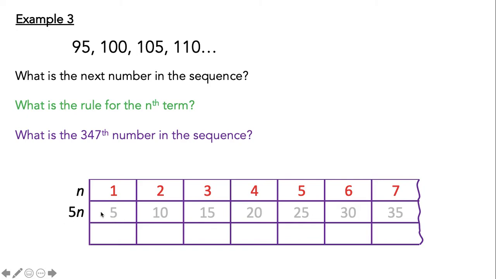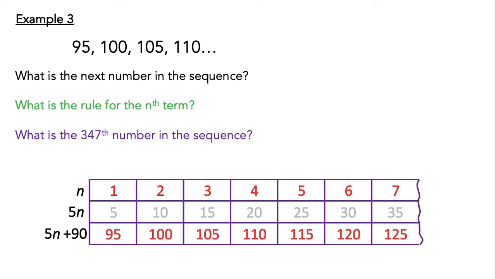So we need to add something to all of these to get 95, 100, 105, and so on. So if we add 90, then we get the right numbers. So the rule is 5n plus 90. So to answer the question, 115 is the next number. The rule for the nth term is 5n plus 90.